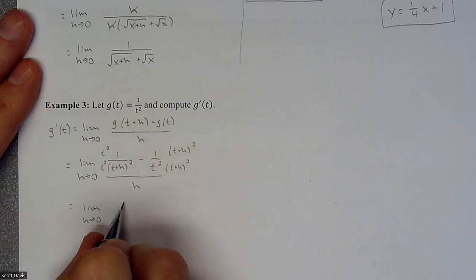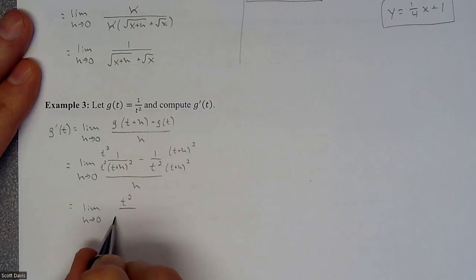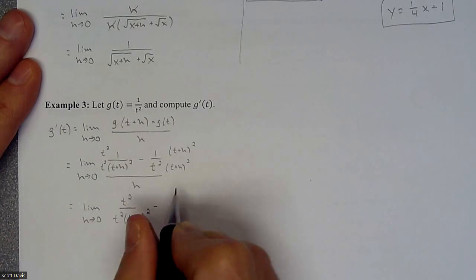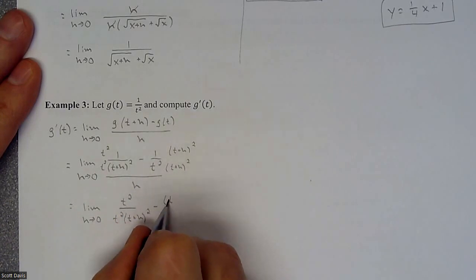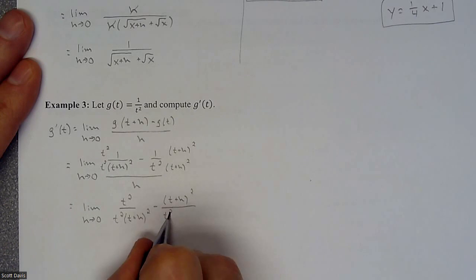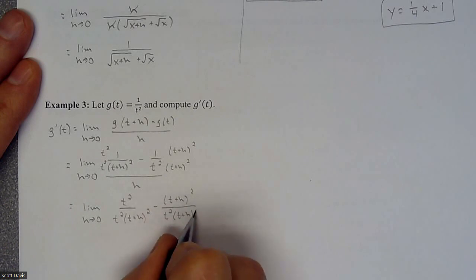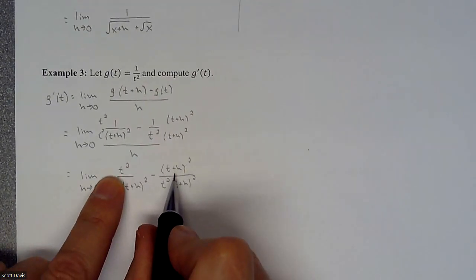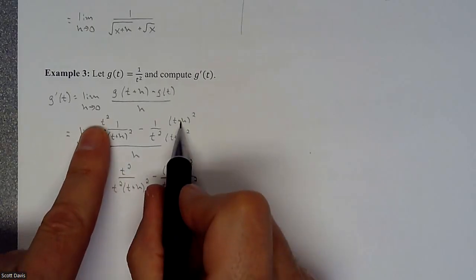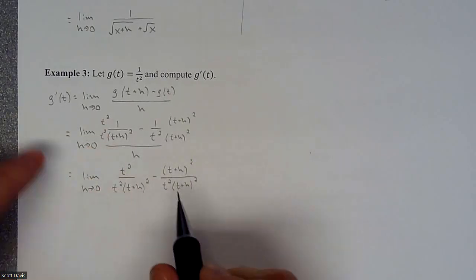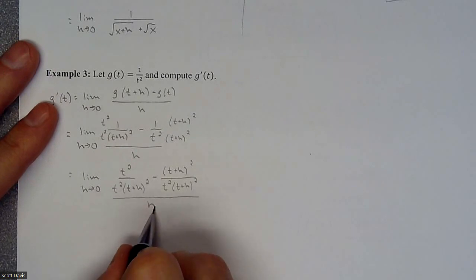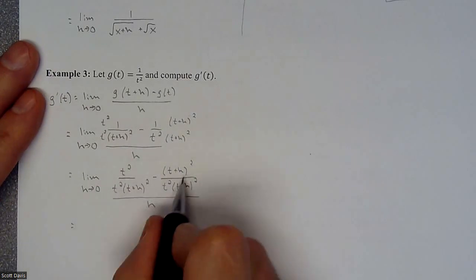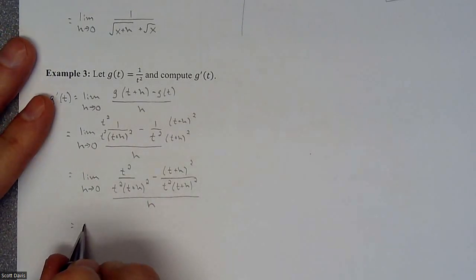So right now I would have t squared over t squared times t plus h squared, minus t plus h squared over t squared times t plus h squared. All right, so there's our common denominator. There it's matching, and these are what we needed to fill the numerators with, to make everything match. So we still have that all over the other h here. So I want to put this together, combine our like terms, and let's see what we got.